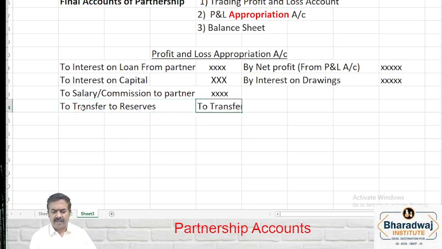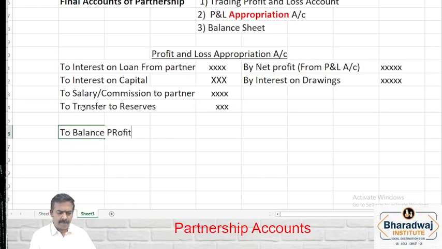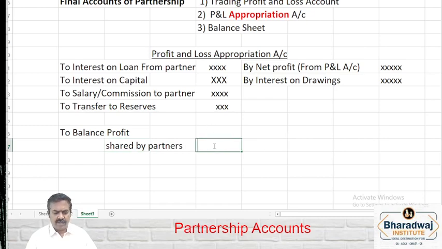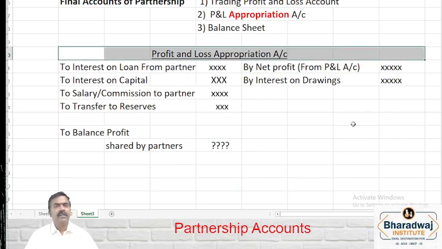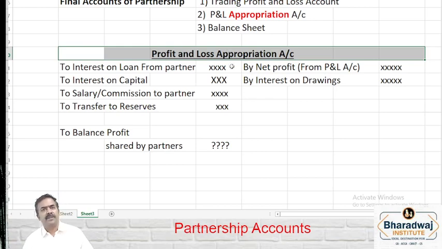Partnership firms also maintain reserves. If there is a transfer done to the reserve, that is done. Then the balance profit is shared by partners. After doing all these things, whatever is the balance profit will be shared by the partners. So this is which account? P&L appropriation account. Look at the word: appropriation means sharing of profit, distribution of profit.